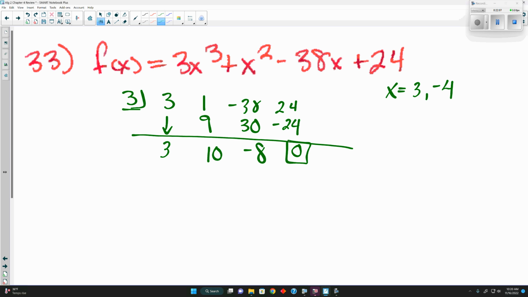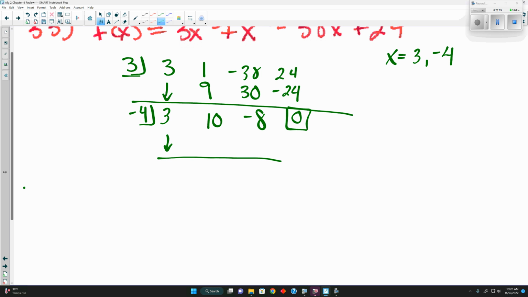Do we have a quadratic? Well, yeah, I could use the quadratic formula at this point. But do we have another solution? Yeah, we have -4. I would do this here because we're going to take it from a quadratic down to a linear. -4 times 3 is -12. 10 plus -12 is -2. -4 times -2 is +8. Then -8 plus 8 is 0.